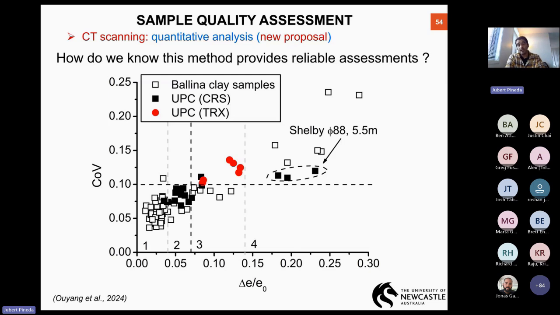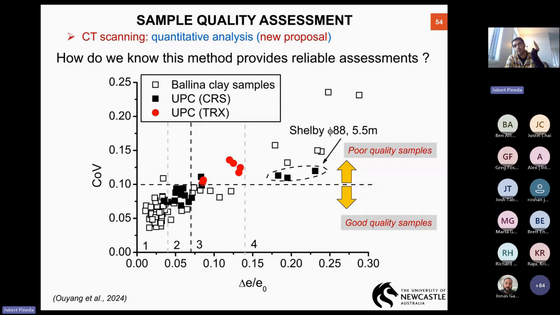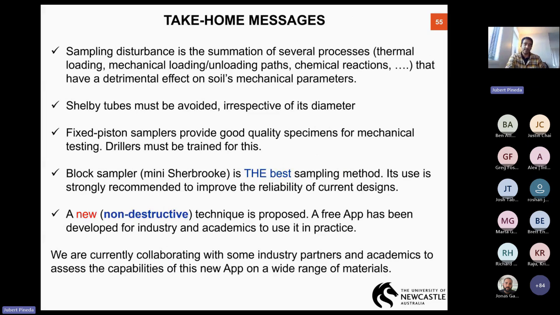The only condition is that we would like to have at least one odometer test from each tube tested in our university to be able to put more points on this plot in order to prove that this method is good and it can be used for many different soils. All right. So the approach is based on this. A COV higher than 0.1 is in theory a poor quality sample. Don't use it for mechanical testing. Lower than 0.1 is good quality. You should use it for mechanical tests and definitely for design.